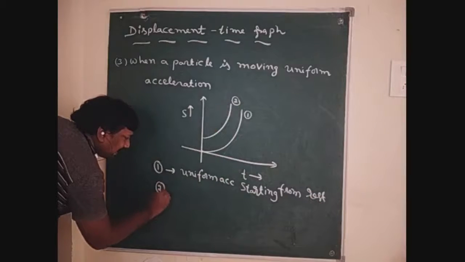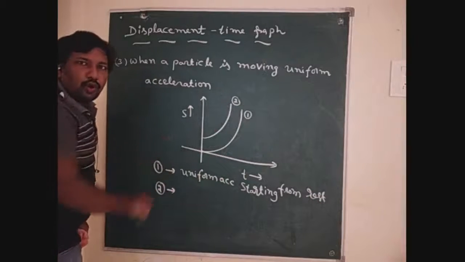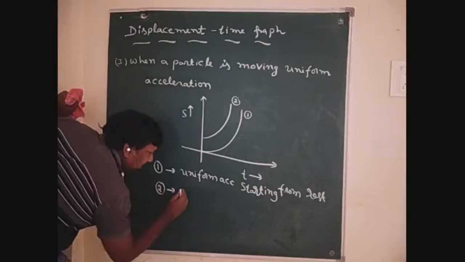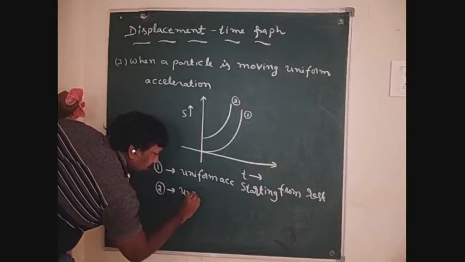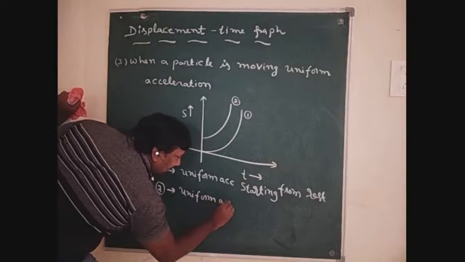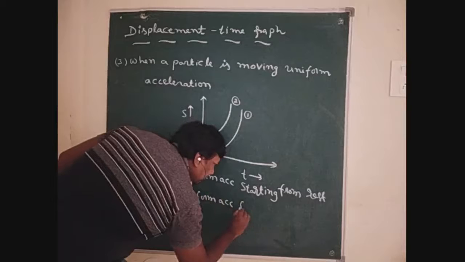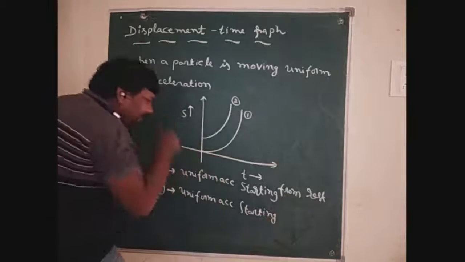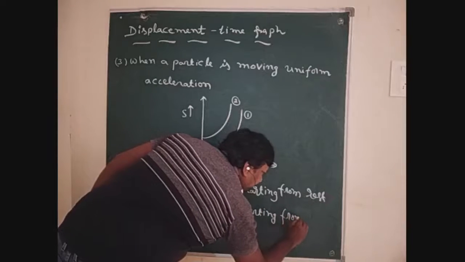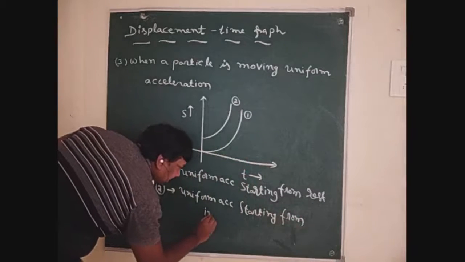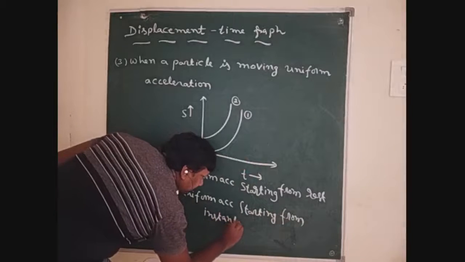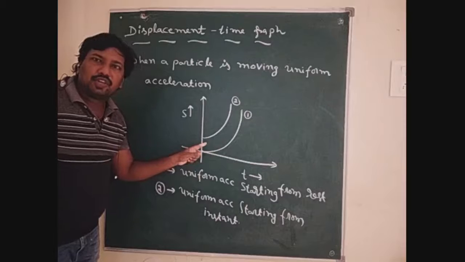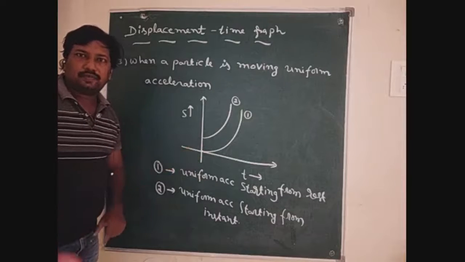Curve 2 represents uniform acceleration but starting from some instant. So it is not a rest position; some displacement has already been traveled.